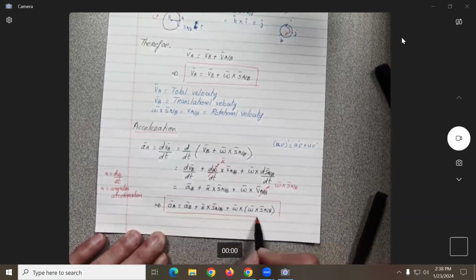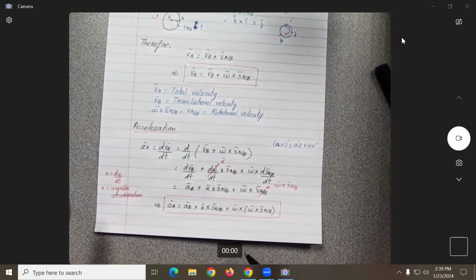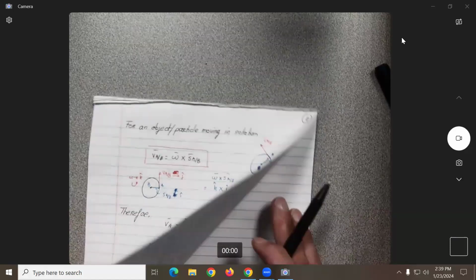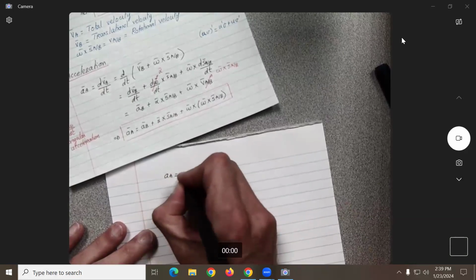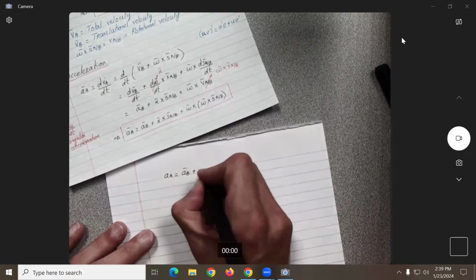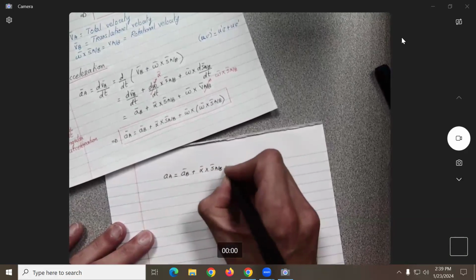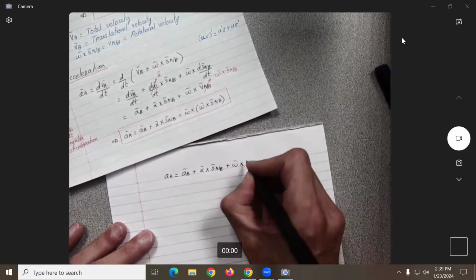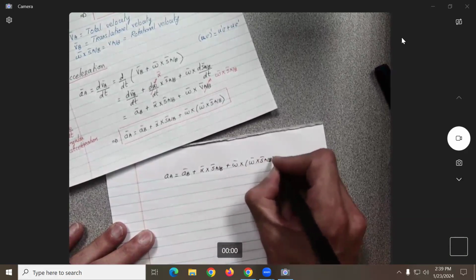So when we say that we needed three terms, no? One term for translation, and two terms for rotation. The two terms for rotation are tangential and centripetal or normal acceleration. Okay, so let me go to the next page and let's write this stuff. So let me just rewrite the same equation, acceleration of A equal acceleration of B plus alpha cross S of A with respect to B plus omega cross S of A with respect to B.